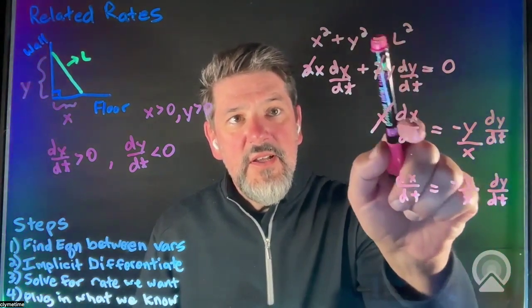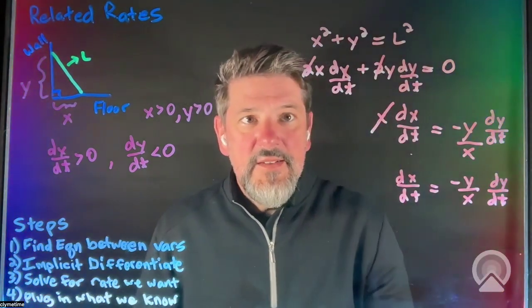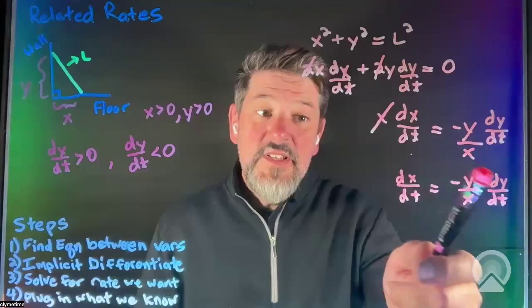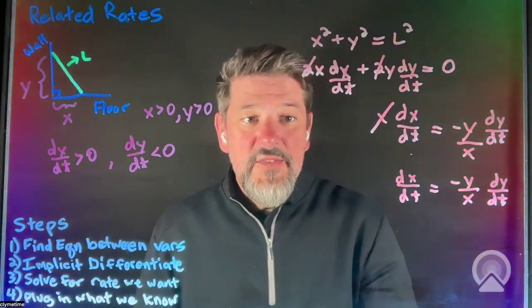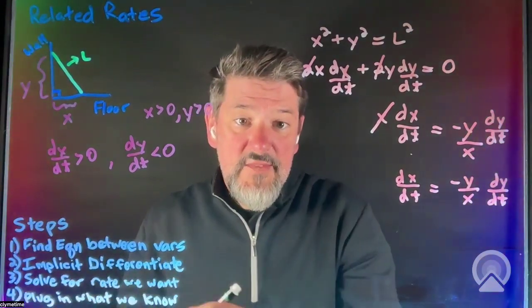Because if you know the length of the ladder L, you can find the one you're missing. So if they give you x, you can find y if you know L. But they do need to give you dy over dt if you're going to find dx over dt. So let's just look at an example of what they might give you.